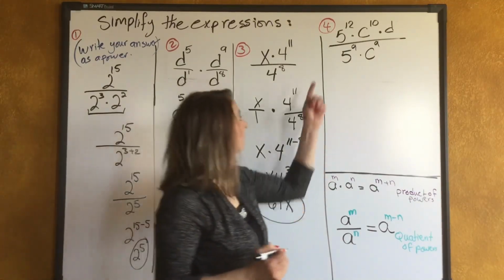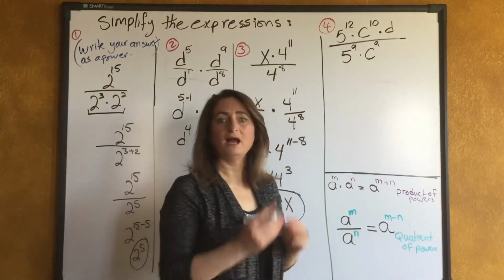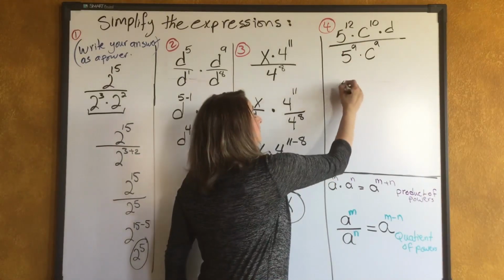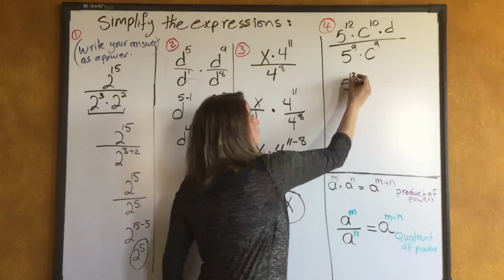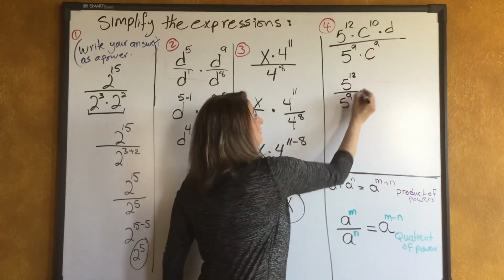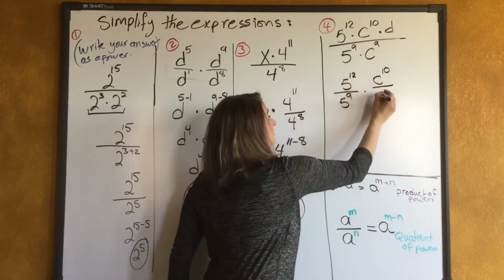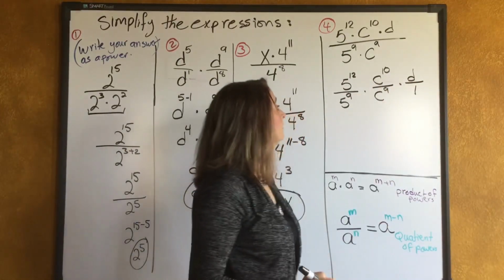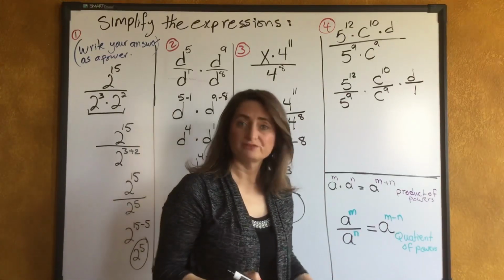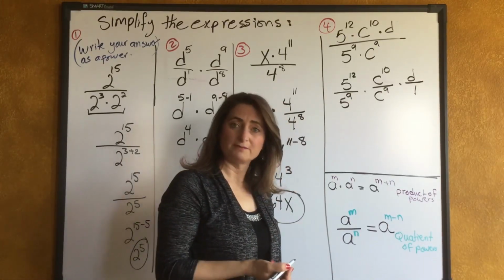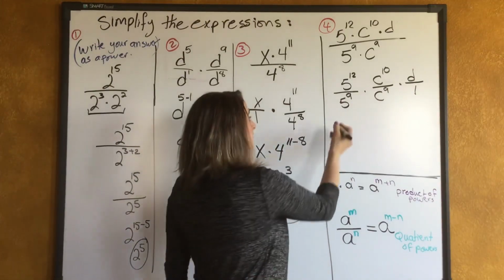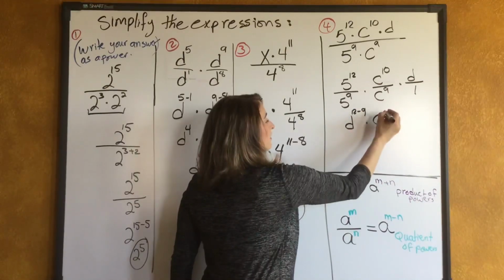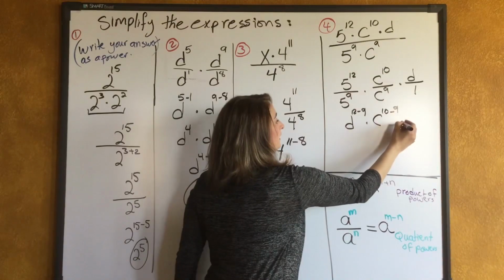Last one. Now you have three different factors. I'm going to separate them into three different fractions, and keep the common numbers. So 5 to the power of 12 divided by 5 to the power of 9, times c to the power of 10 divided by c to the power of 9, times d over 1. Now simplify the fractions using the quotient of powers, which states if you're dividing two powers with the same base, keep the base the same, subtract the exponents.